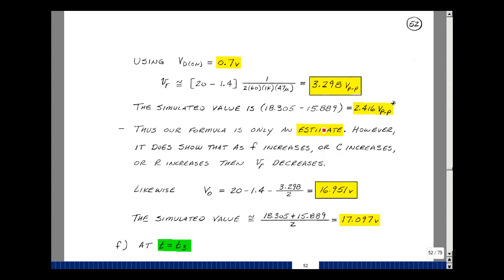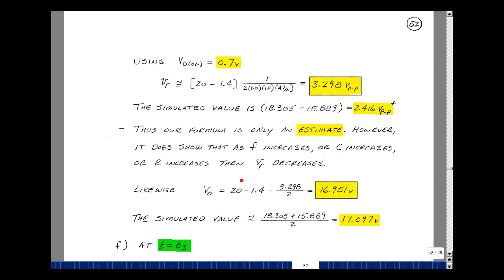This formula is just an estimate. But what it does show is that if you increase the frequency, you lower the ripple. If you increase the capacitance, you lower the ripple. But if you decrease the resistance, you increase the ripple. You have a bigger load to drive. In other words, you have more power you want out, going to make the ripple go up. And we can compensate for that by putting a bigger capacitor in.